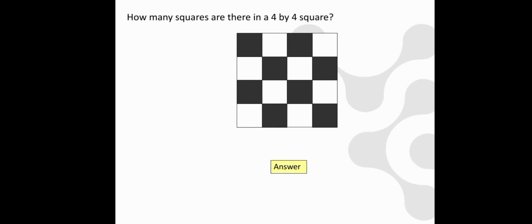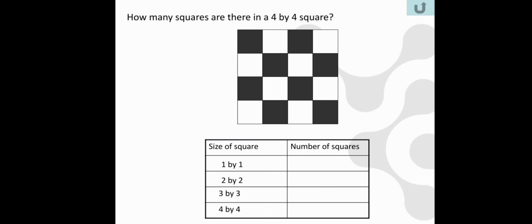What about in a 4 by 4 square? Are we just going to count the black and white squares we see in a figure? No. Let us first identify the different kinds of squares there are in a 4 by 4 square. There are different kinds of square. There is 1 by 1, 2 by 2, 3 by 3, and a 4 by 4 square.